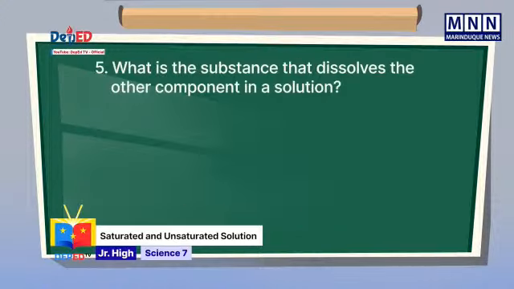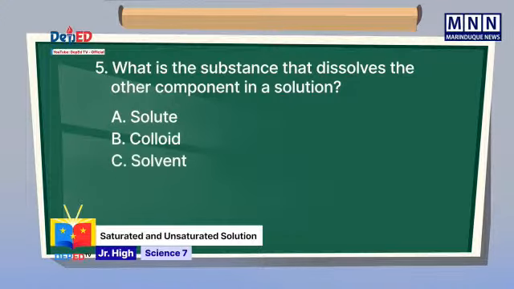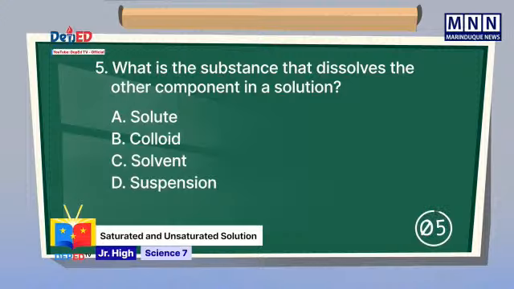Number 5. What is the substance that dissolves the other component in a solution? A. Solute. B. Colloid. C. Solvent. D. Suspension. The substance that dissolves other component in a solution is called a solvent. If your answer is letter C, great job!